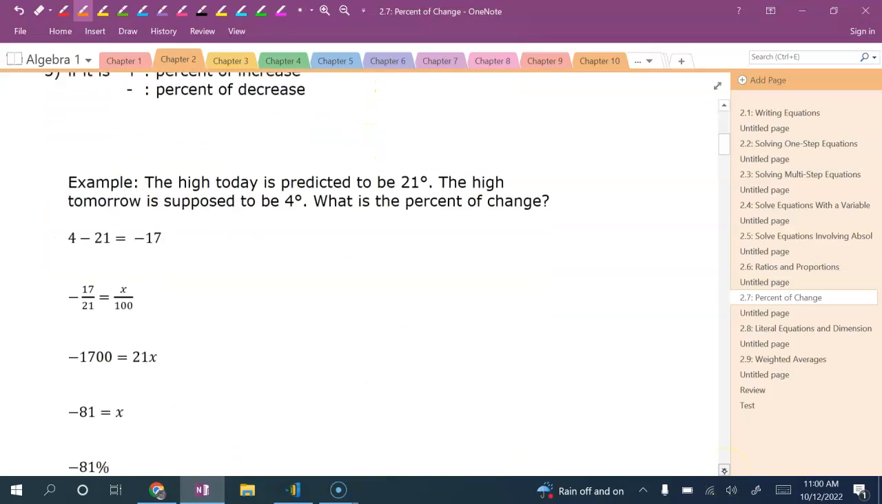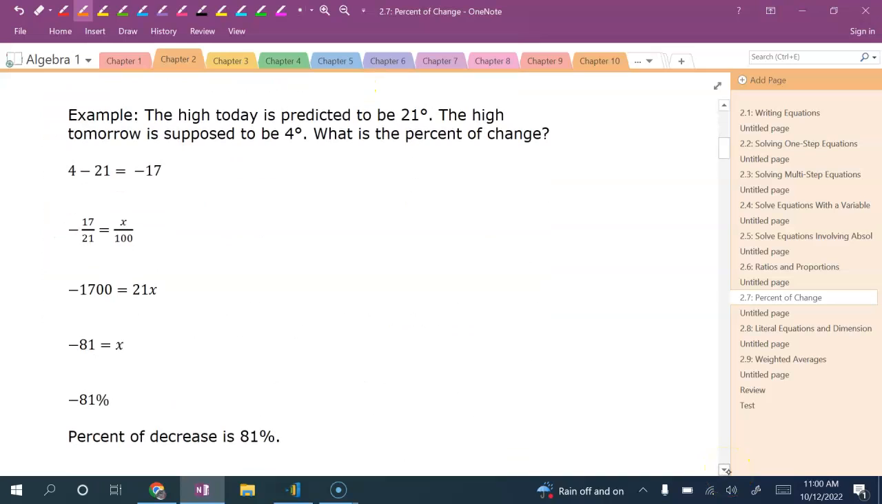For example, the high today is predicted to be 21 degrees, and the high tomorrow is supposed to be 4 degrees. What is the percent of change? We start by finding the amount of change. I take my newest temperature, 4 degrees, and subtract the original temperature, which was 21, and I got negative 17. So negative 17 would be the amount of change. That goes on top of the first fraction, and you put it over the original amount, or in this problem, the original temperature, which is 21.